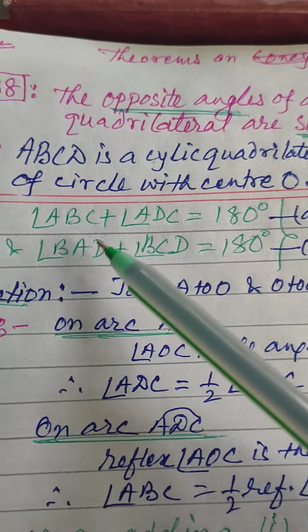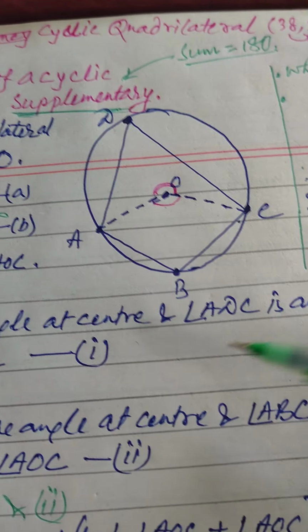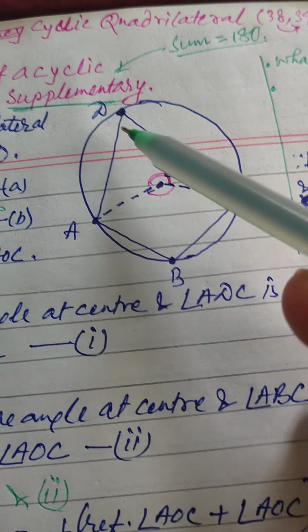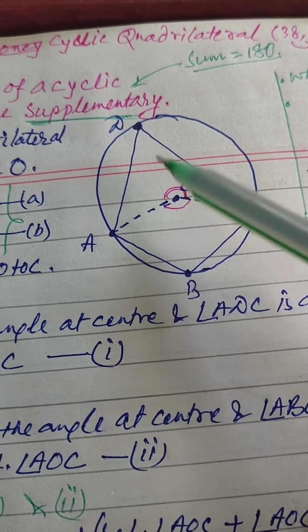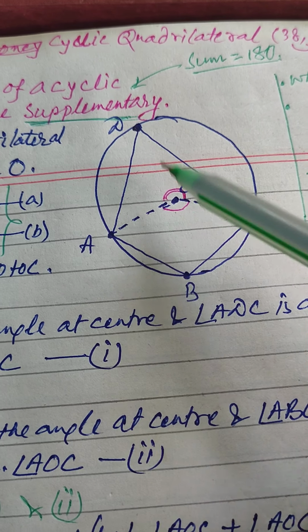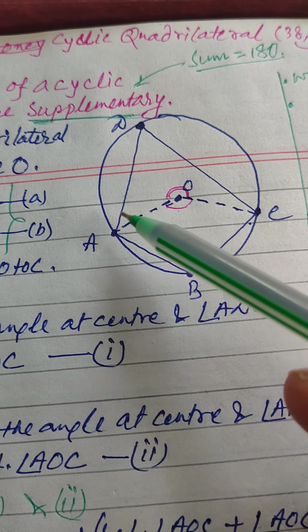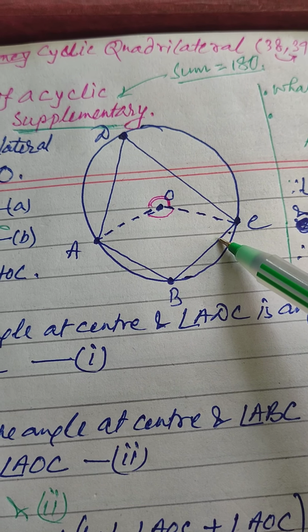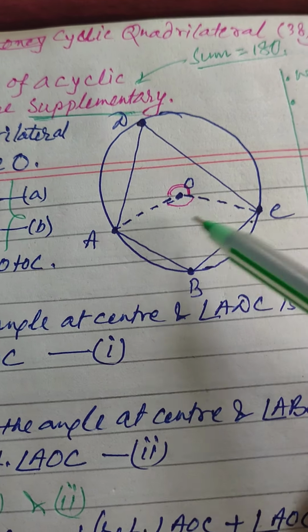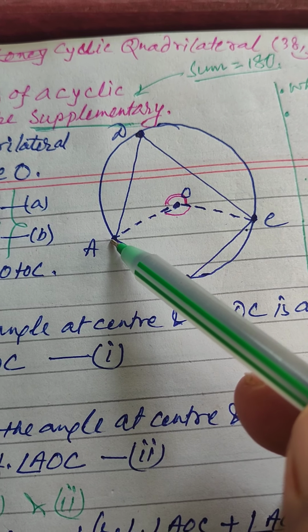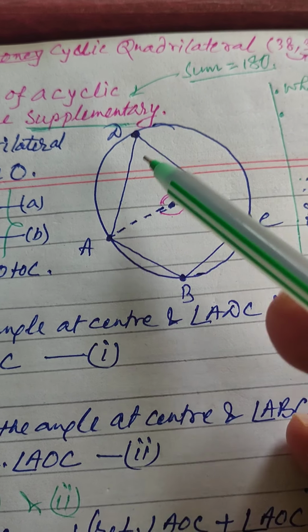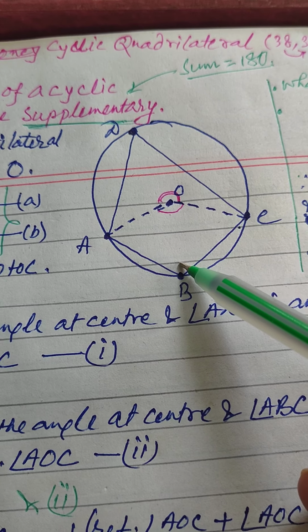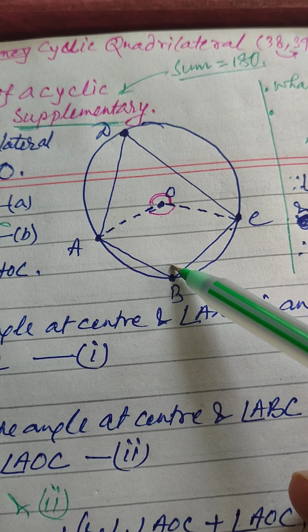What we need to prove? We need to prove that the opposite angles, the sum of these two, will be supplementary. That means 180. This plus this is 180. Second, this angle plus this angle equals 180. Now, how to prove? We join this and this to prove that this plus this equals supplement.